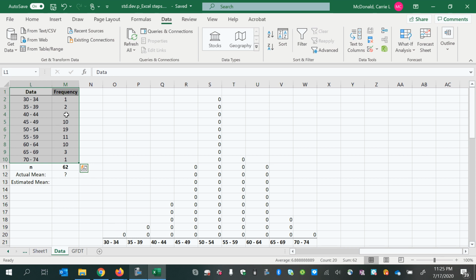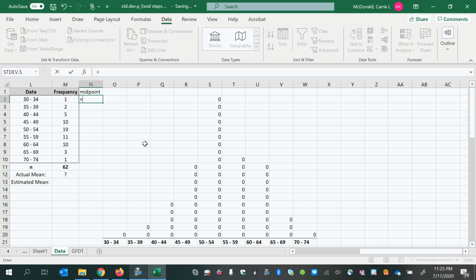So then you start looking at the frequencies in each class, and you start thinking, well, I know that there's one value between 30 and 34. There's two values between 35 and 39. If you had to guess what each of those values would be, you would use probably the midpoint. So the midpoint of the first class is 30 plus 34, quantity divided by 2, so it's the average of two values.